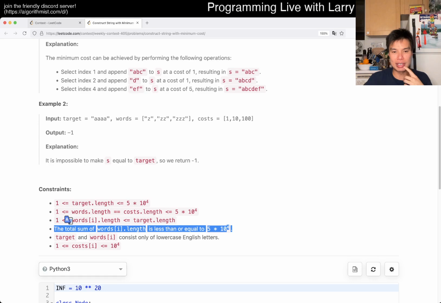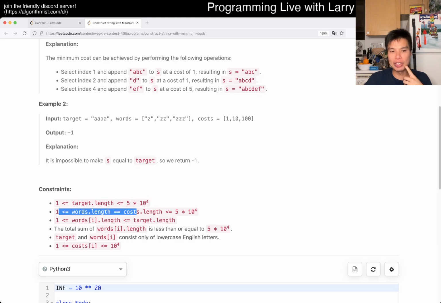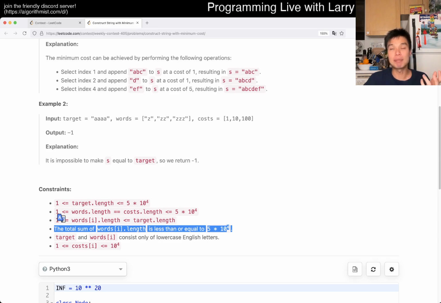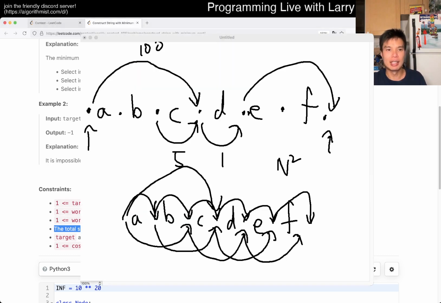of word sub i length is less than or equal to 5 times 10 to the fourth, right? Because now, even though there are a lot of different words, this makes it so that it is basically not possible to have the worst case. So what is a way to get a worst case, right? I mean, there's this, but even a very clean observation is that you just run out of edges, because there's only 5 times 10 to the fourth words.